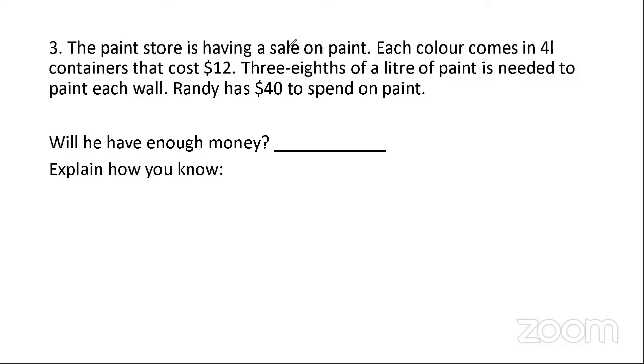Now it says that each color comes in 4-liter containers that cost $12 each. So 3/8 of a liter is needed to paint each wall. Tell me, will he need 1 liter to paint each wall? Will he need less than 1 liter to paint each wall? Will he need more than 1 liter to paint each wall? What do you say? Does he need less than 1 liter to paint each wall, more than 1 liter, or 1 liter exactly?